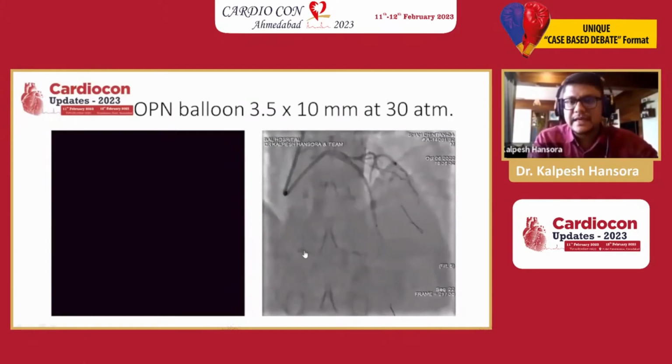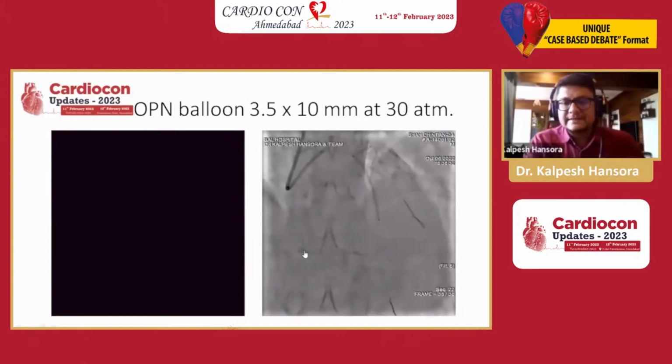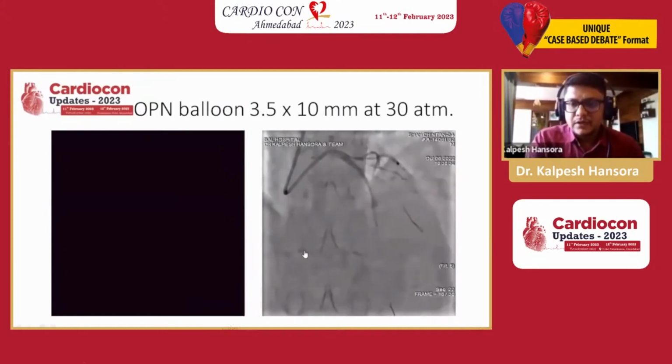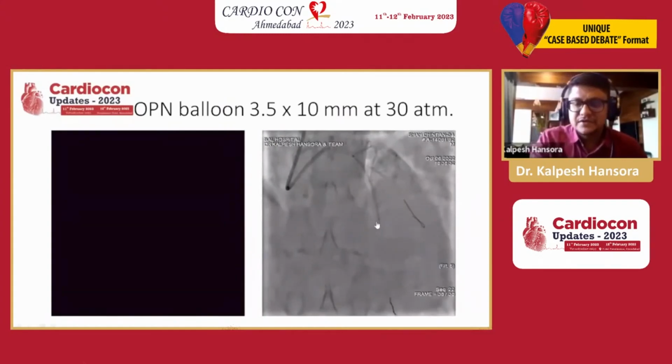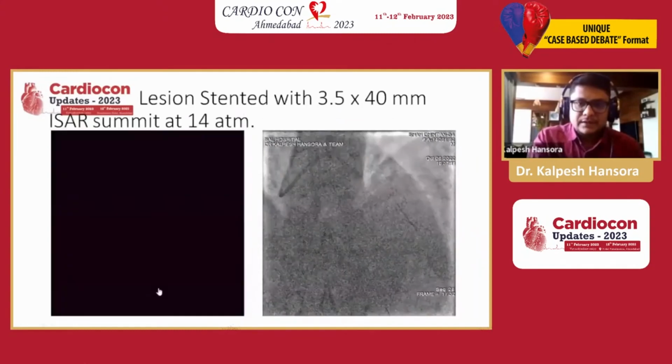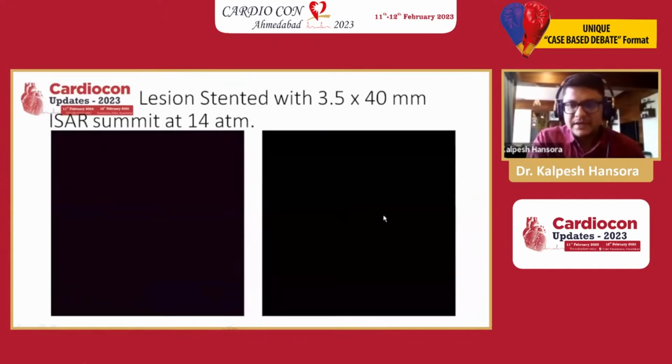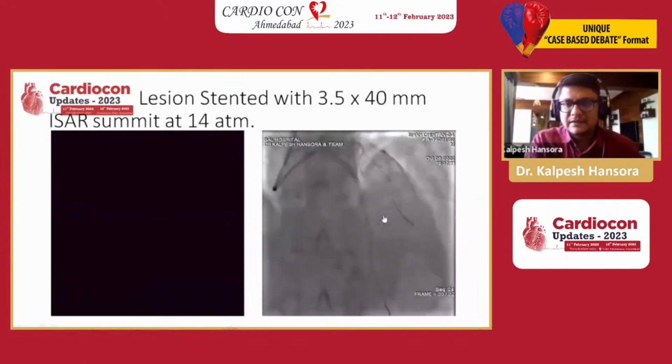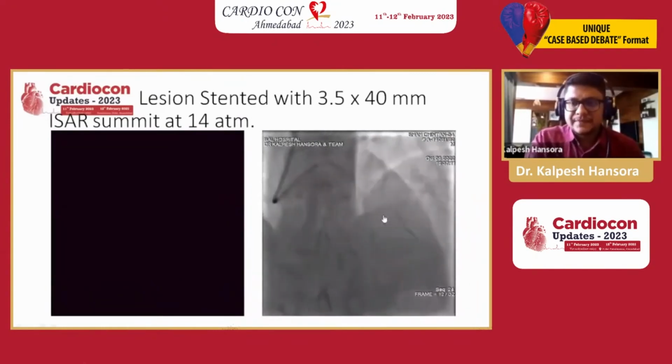So we directly took the stent, that was 3.5 by 40 millimeter SR Summit. You can see here there is a nasty dissection in the mid part of the LAD, which was flow limiting. We deployed the stent at 14 atmospheres, that was 3.5 by 40 millimeter. After that, the patient stabilized as the flow was re-established.